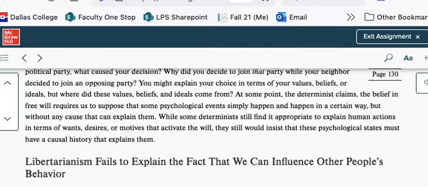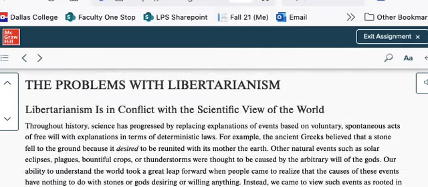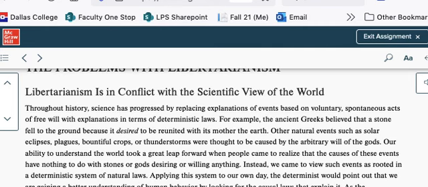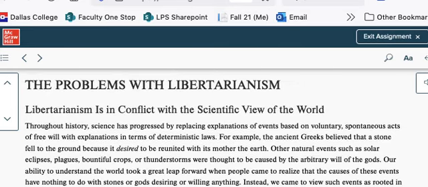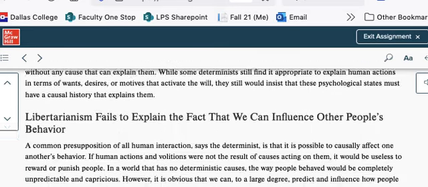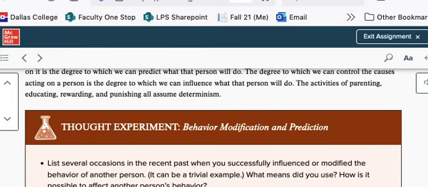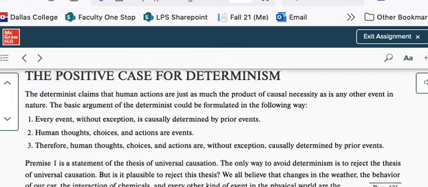And so there's basically three criticisms of libertarianism that make the case for metaphysical determinism and the principle of universal causality, which by implication makes the case for both hard determinism and soft determinism. All right, so that's very important to know. The positive case for determinism.